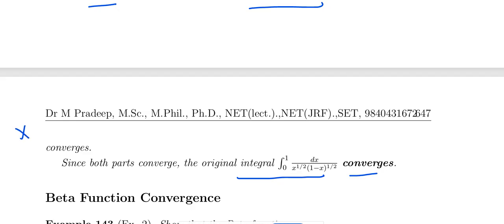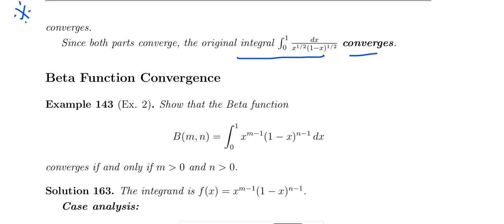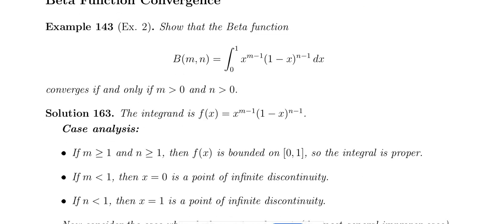Okay, that is a very important problem. We split like this and both converge. And the beta function, that is called B of m comma n, is the integral 0 to 1 of x power m minus 1 times (1 minus x) whole power n minus 1. It converges if and only if m is greater than 0 and n is greater than 0. That is given. We cannot simply say it tends to 0; that depends on the m minus 1 value. Depending on the m minus 1 value we can decide whether it approaches 0 or infinity.